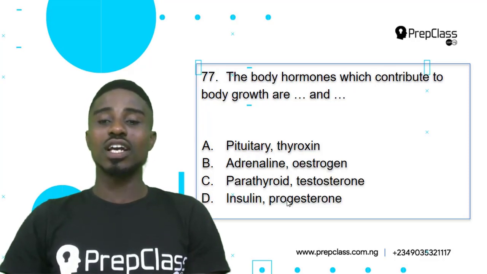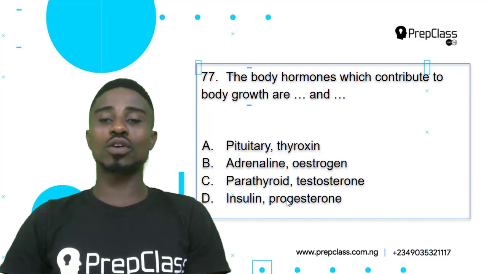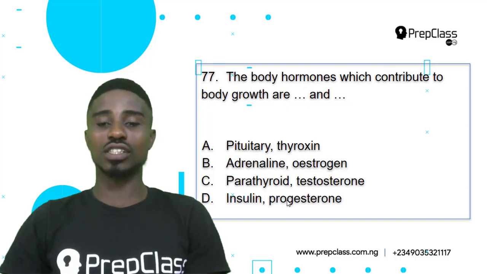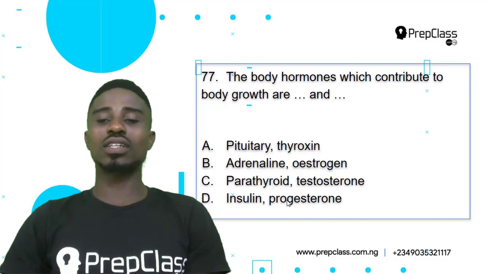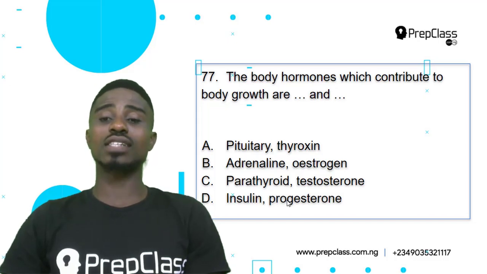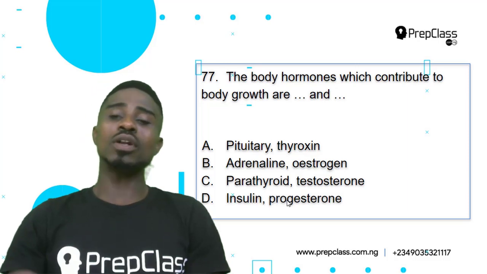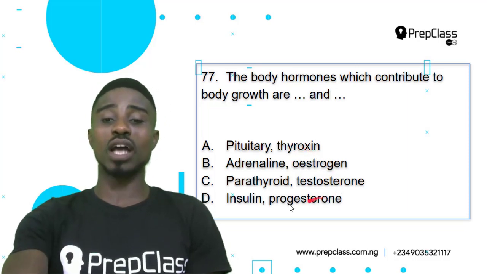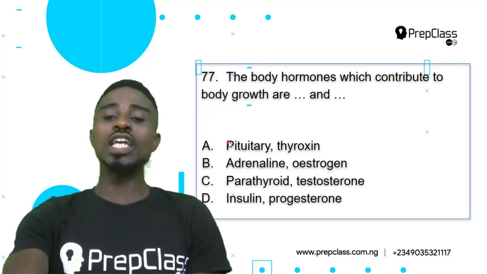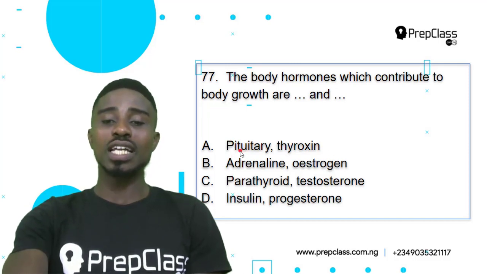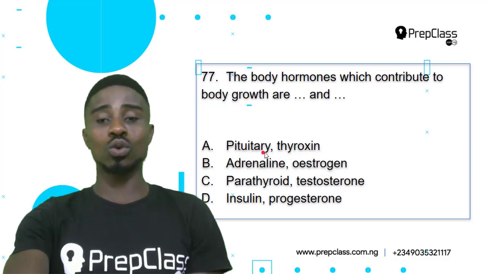Question 77. The body hormones which contribute to body growth are dash and dash. A. Pituitary, thyroxine. B. Adrenaline, estrogen. C. Parathyroid, testosterone. D. Insulin, progesterone. For us to carefully select the correct answer, we need to analyze all of the options and see which one best answers our question. Now, in looking at all of these options, you agree with me that all of them are hormones? But we need that one that has a combination that brings about growth to the body.